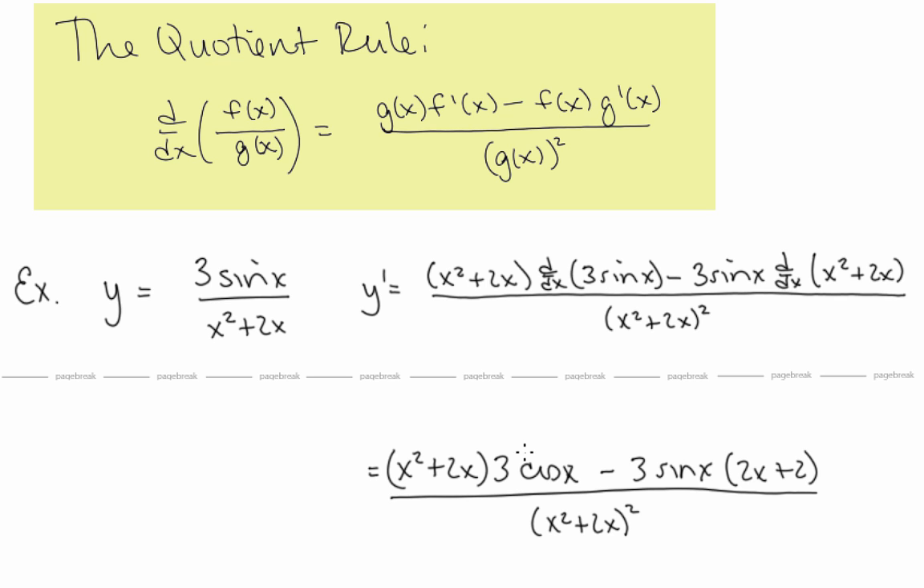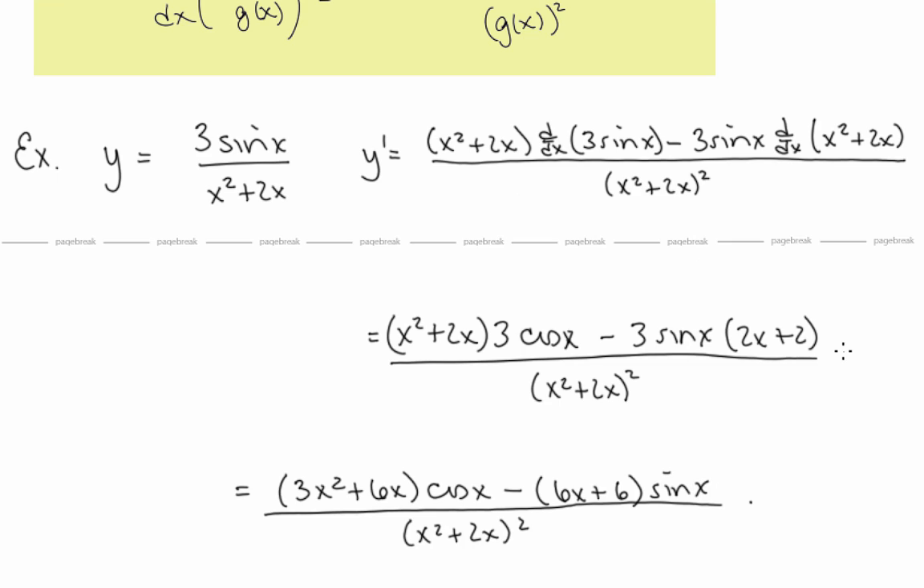Taking the derivative of 3 sine x, we have 3 cosine x, and the derivative of x squared plus 2x is going to be 2x plus 2, and so now we're here. There isn't much simplification we can do here, but I would at least want to take this 3 and bring it out in front of that term. We could also multiply it into the x squared plus 2x. We could also multiply this 3 into the 2x plus 2 and bring that out front, and so I would leave the solution here.